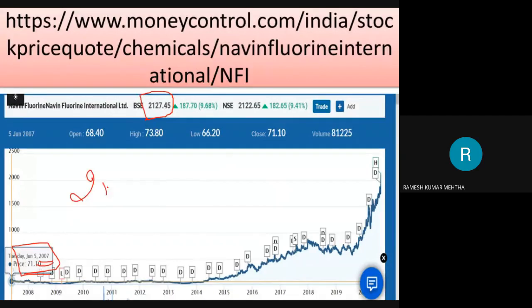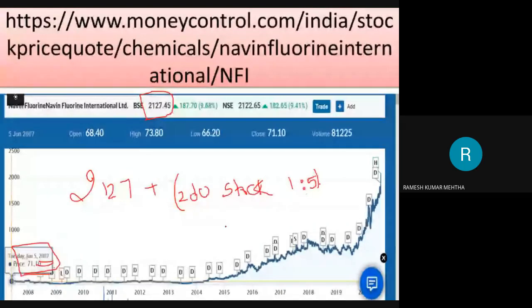Plus, the company in the year 2010 came out with a stock split of, if I'm correct, 1:5. Meaning for every one share, you will get 5 shares. It has to be multiplied by 5. So it is around 10,600, 700 rupees.